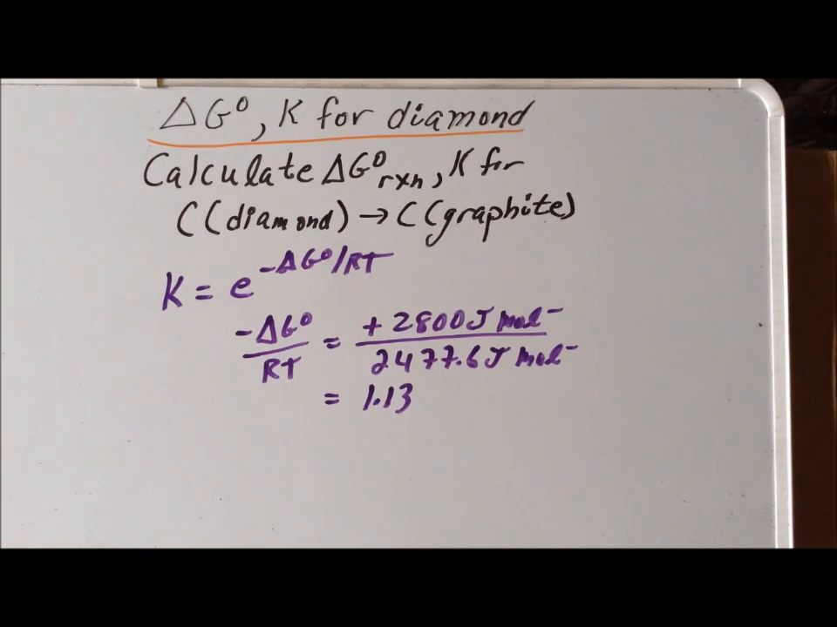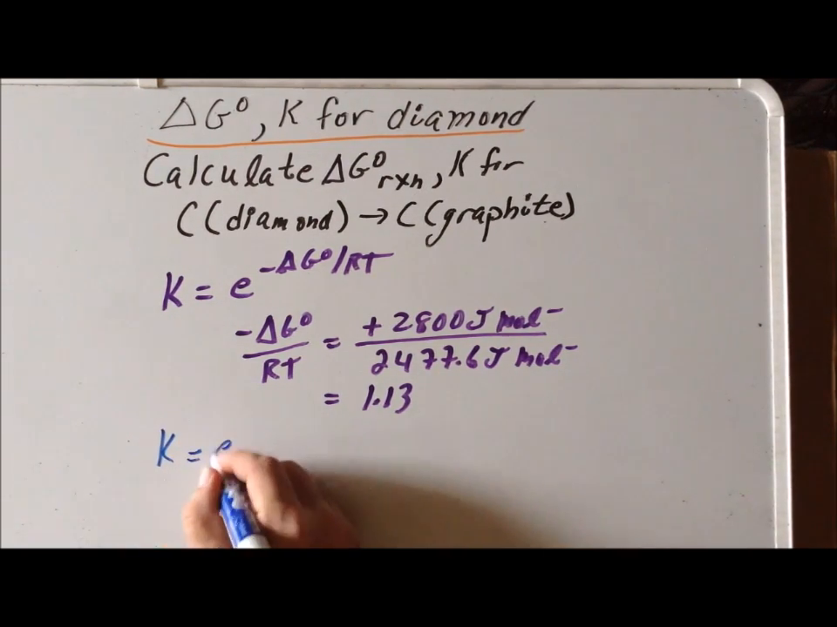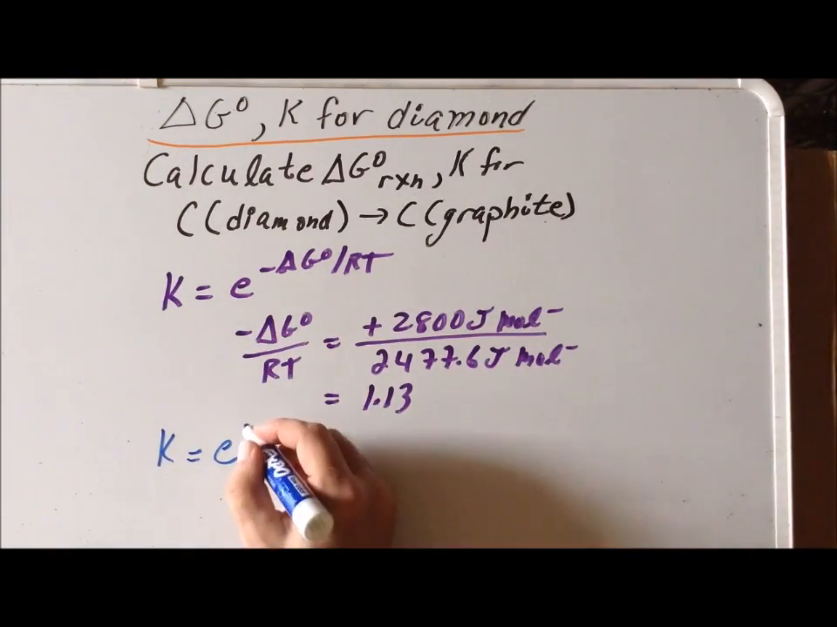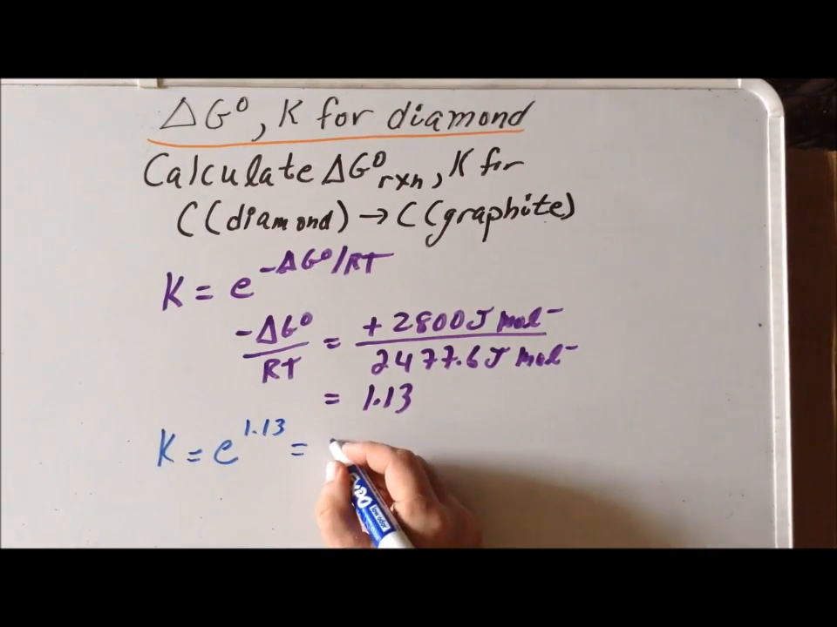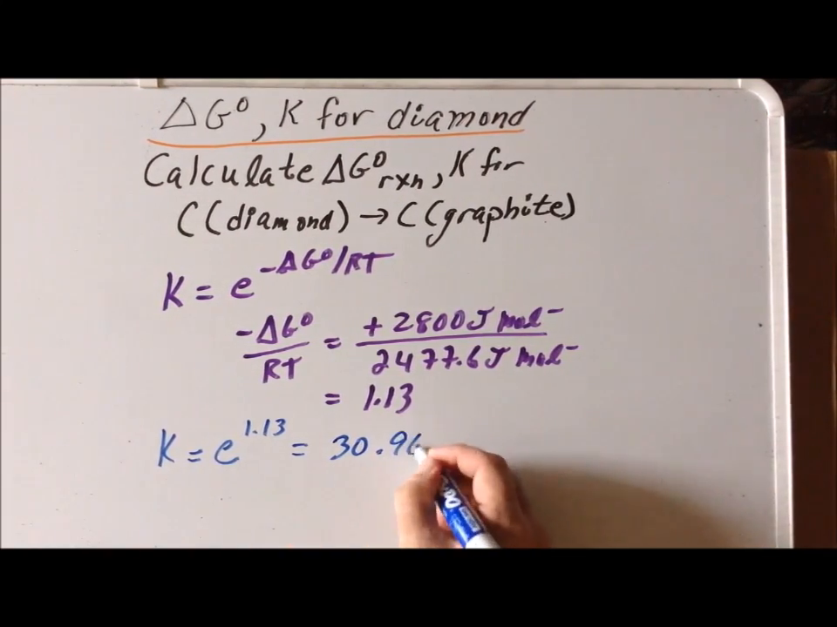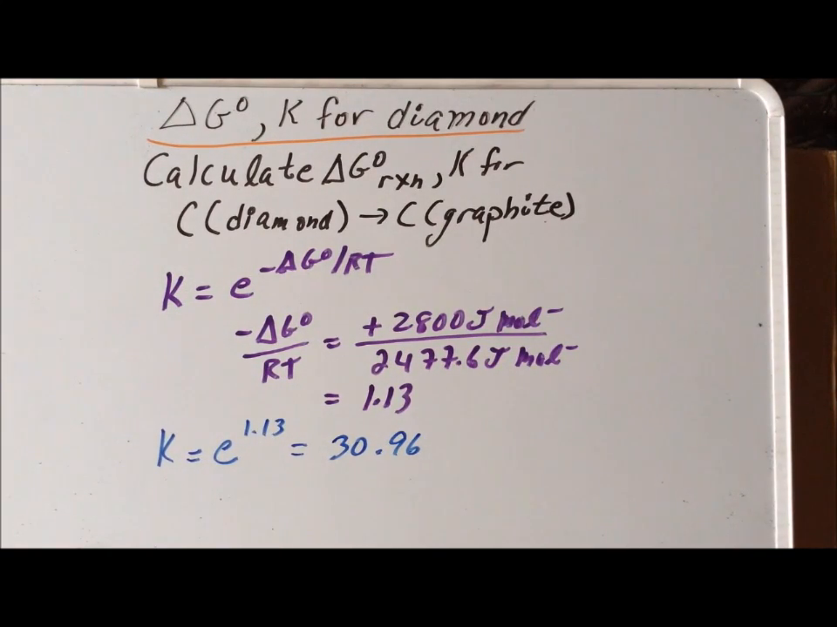So if we continue with that, the equilibrium constant K is equal to e to the 1.13. So this gives us that the equilibrium constant is 30.96. So as we could have predicted from noting the sign of delta G naught, since the equilibrium constant is much greater than 1, being 30.96, this tells us that the reaction of diamond going to graphite at equilibrium overwhelmingly favors the products graphite over the reactant diamond.